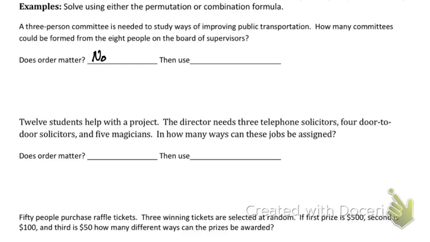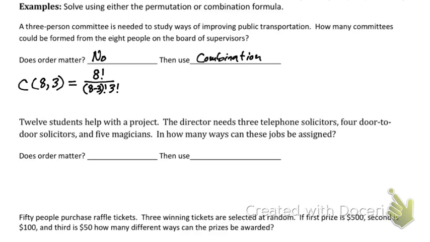Since order doesn't matter, we're going to use combination. And since it's combination, we're going to do our cap C. And we're going to say, okay, we started with 8 people, and we're seeing how many different ways I can pick 3 of them. Well, the formula for that is going to be 8 factorial divided by 8 minus 3 factorial times 3 factorial.